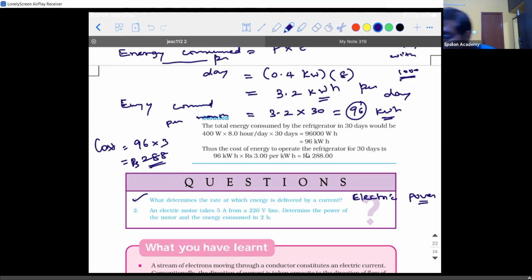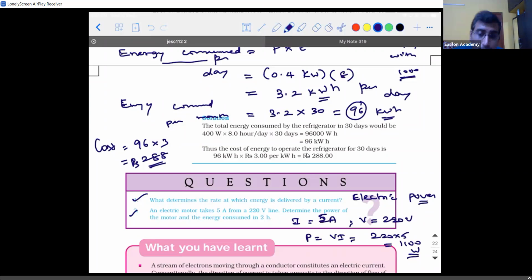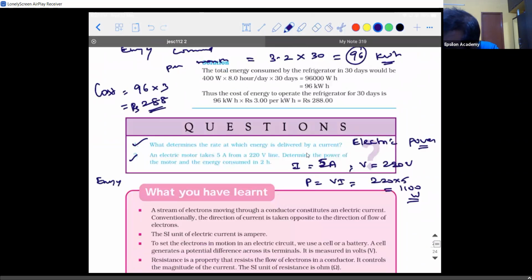Next. An electric motor takes 5 ampere from a 220 volt line. Determine the power of the motor and the energy consumed in 2 hours. So what is given there? I is 5 ampere, V is 220 volt. Power is V into I, 220 into 5, which is 1100 watt. They are asking the energy consumed in 2 hours. For energy consumed, I need kilowatt hour. So 1100 watt is how many kilowatts?